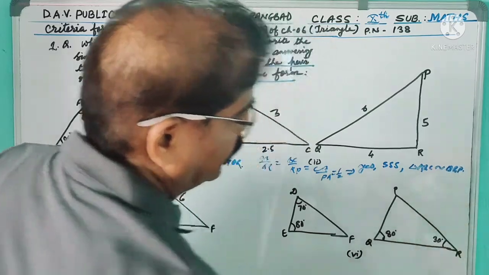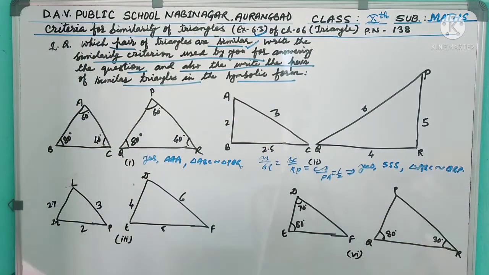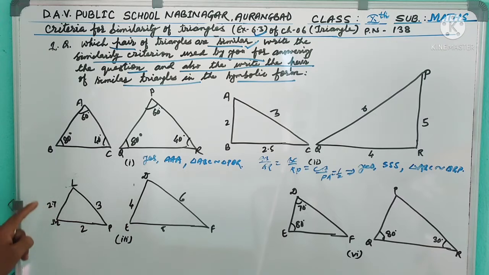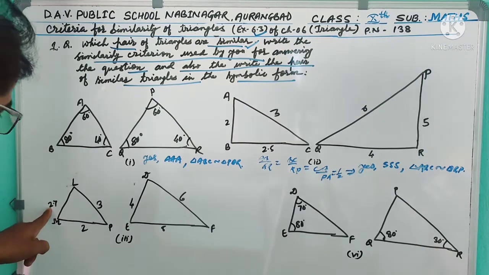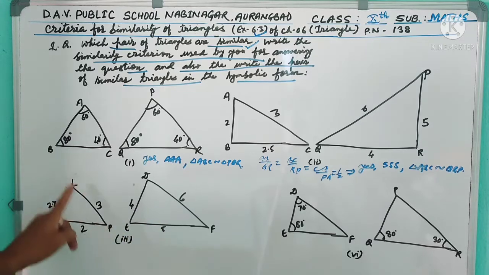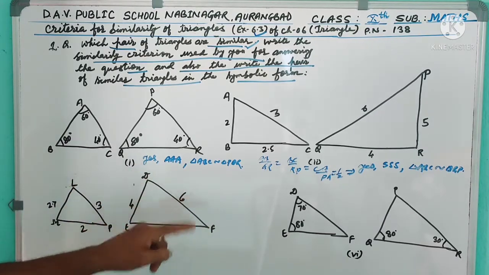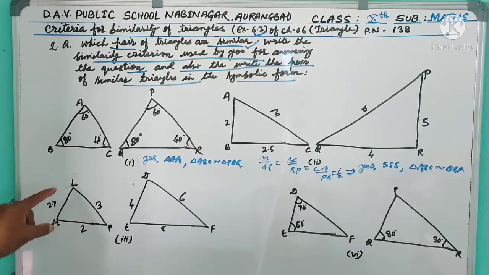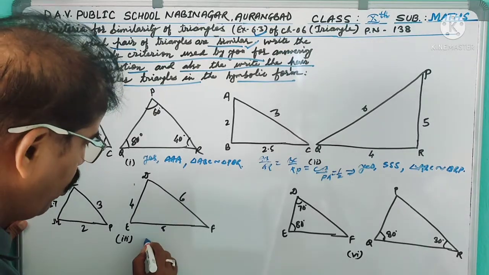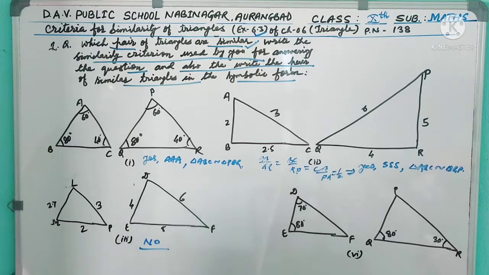And the third question, here L, M, P and D, E, F. LM equal to 2.7, here DE equal to 4. MP equal to 2, so EF equal to 5. PL equal to 3, so FD equal to 6. Here all corresponding sides are not in the same ratio. So these triangles are not similar.